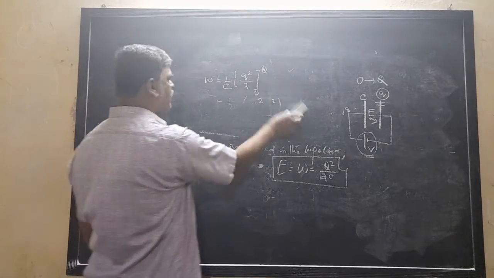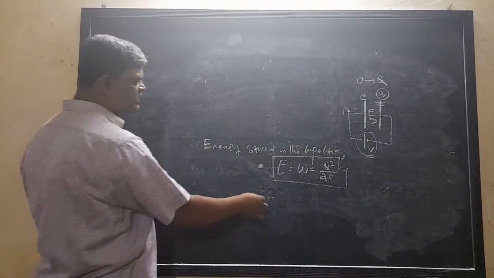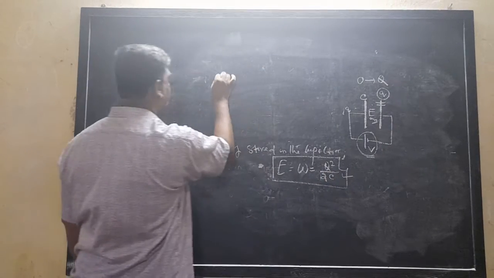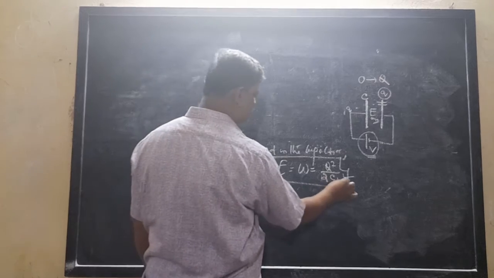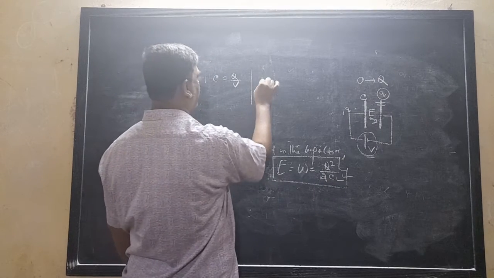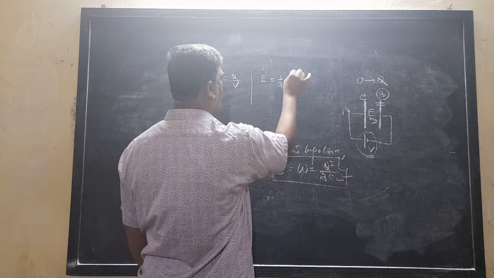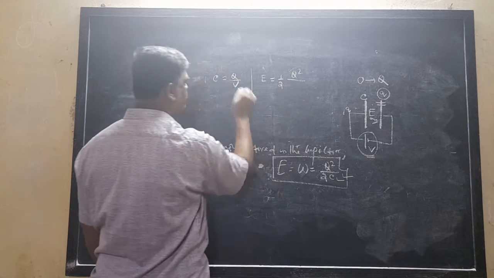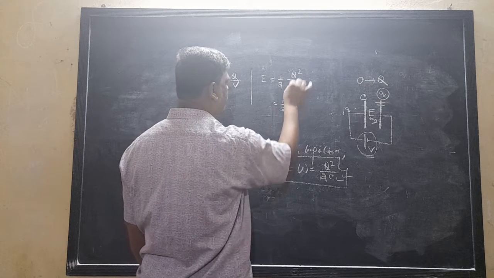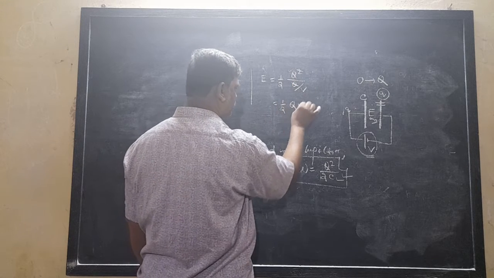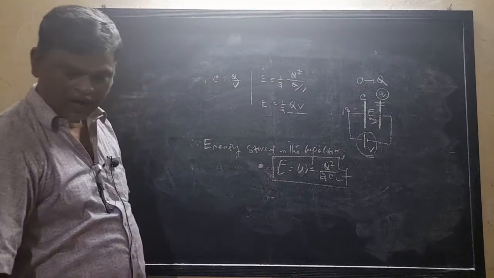So we can express it in another way. How can I express? C is equal to q by v. Now put the value of C. Then energy is equal to half q square by c. C means q by v. So that is equal to half, q cancels out, that is equal to half qv. So the energy can be written as half qv.